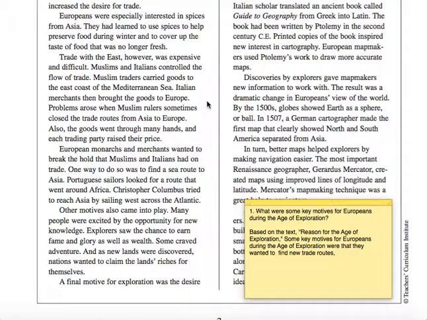European monarchs and merchants wanted to break the hold that Muslims and Italians had on trade. One way to do this was to find a sea route to Asia. Portuguese sailors looked for a route that went around Africa. Christopher Columbus tried to reach Asia by sailing west across the Atlantic.